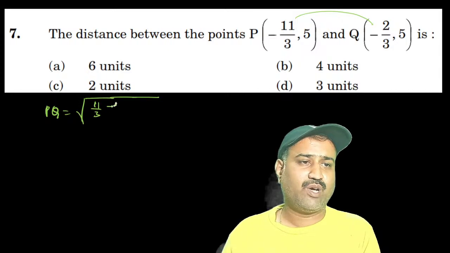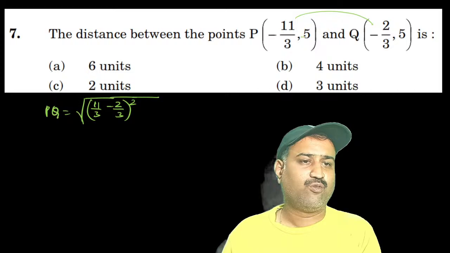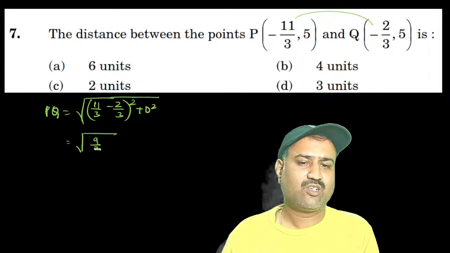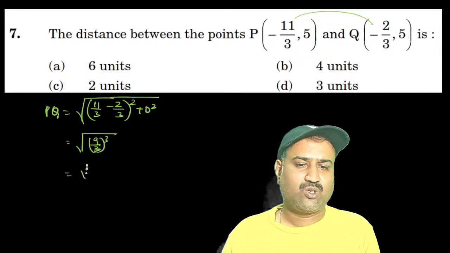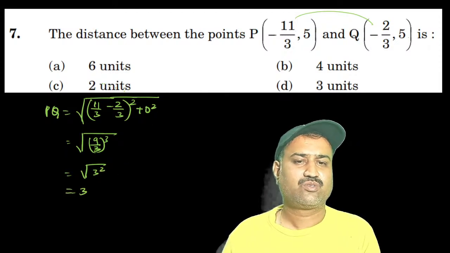11 by 3 minus 2 by 3, right? Whole square. Now 5 minus 5 is 0, therefore plus 0 square, right? Now 11 by 3 minus 2 by 3 is what? 9 by 3 whole square plus 0 is equal to 3 square is equal to 3 units, right? Is equal to 3 units.